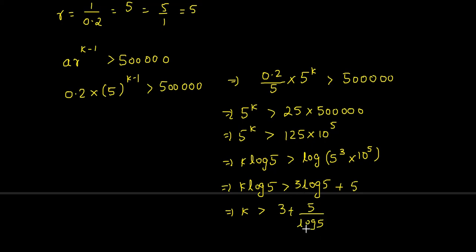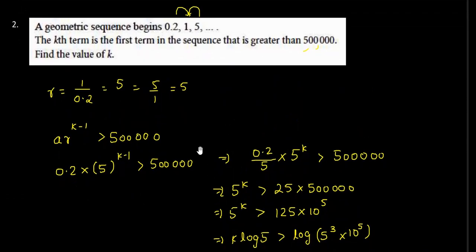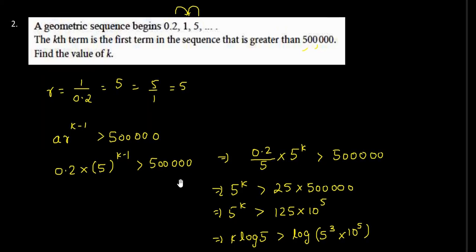I just need the value of 5 over log 5, which is 7.153. So k is greater than 3 plus 7.153, so k is greater than 10.153. Now, as this is a geometric sequence, k should be a positive integer, a natural number. Fractional or decimal values are not possible, because there is nothing like 1.5 terms or 10.1 terms. Either the term will be 10 or 11.